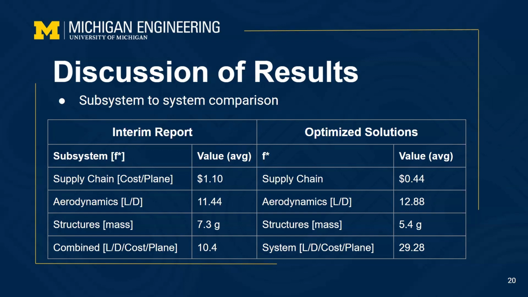The mass went down partly because of the aerodynamic improvements, but also due to the coupling of the structural and aerodynamic subsystems. For the interim report, a certain dimension of the aircraft was assumed, which was actually larger than the final optimized size of the aircraft, which allows the mass to be lower. With the lower cost, higher L over D, and lower mass, the optimized objective function is much higher than the individual objective functions from the interim report. This is mostly because of the assumptions that were made for the coupling that were resolved in the final report.